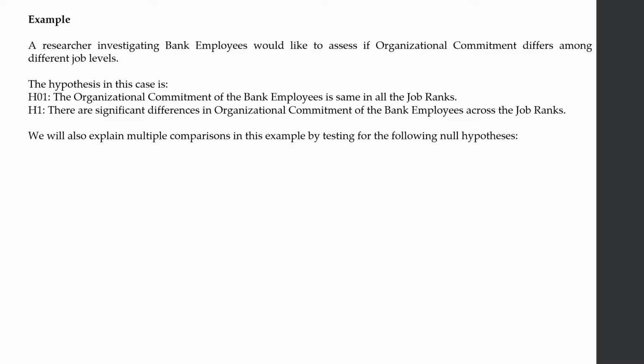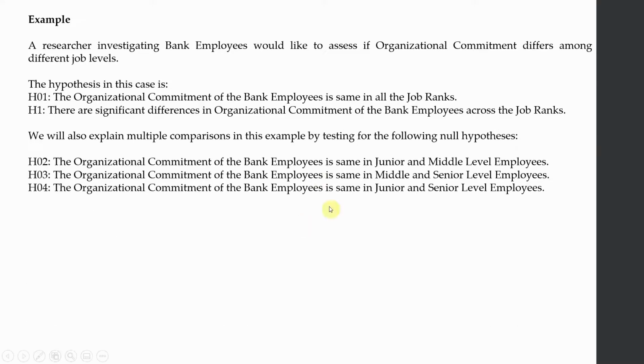Now we will also explain multiple comparisons. Now this hypothesis here, H01, this is the overall hypothesis or the main effects, the general comparison of organizational commitment across all job ranks. Now what if this hypothesis is significant and I want to inquire whether this organizational commitment actually differs between these groups? For example, it differs between junior and middle, junior and senior, or middle and senior. For this, I will need specific multiple comparison hypotheses.